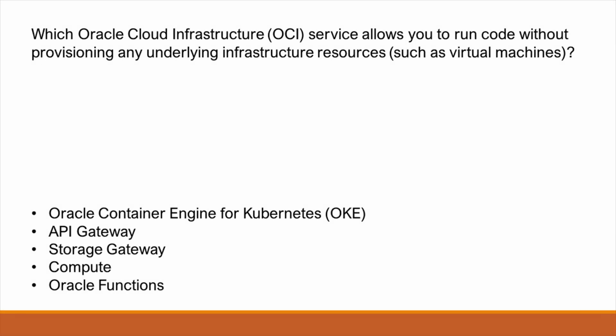Let's talk about this question: which Oracle Cloud Infrastructure, OCI, service allows you to run code without provisioning any underlying infrastructure resources, such as virtual machines? Options we have for this question are: Oracle Container Engine for Kubernetes, OCI API Gateway, Storage Gateway, Compute, Oracle Functions. Correct answer for this question is option 5, Oracle Functions, that only allows us to run code without any provisioning of underlying infrastructure.